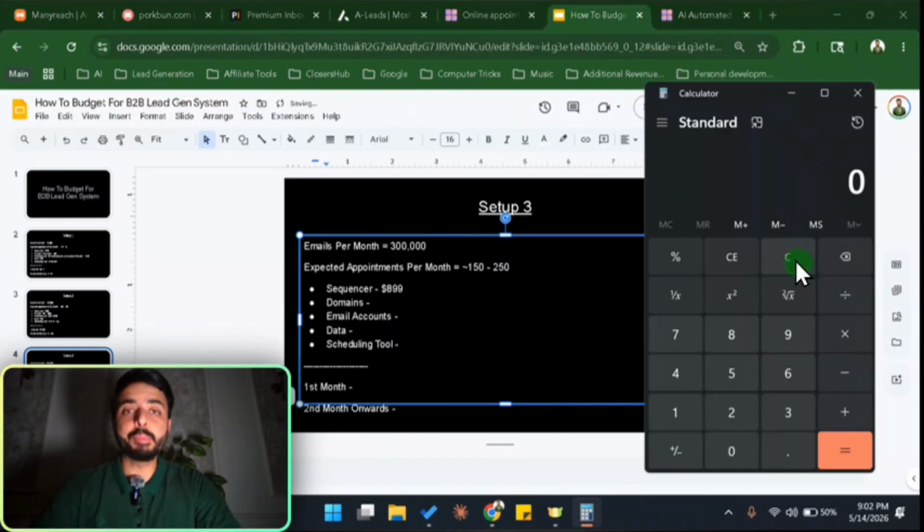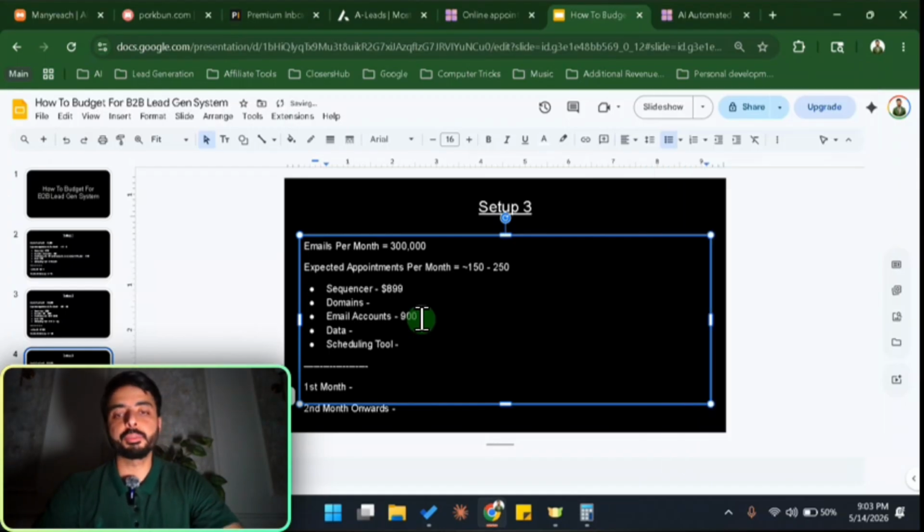Now let's calculate how many email accounts and domains you need. Since this will allow you to send 300,000 emails every month, we'll divide that by 22, because 22 working days, of course. So you'll be sending 13,636 emails every day. We'll divide that further by 15 because each email account can only send 15. So you're going to need 900 email accounts.